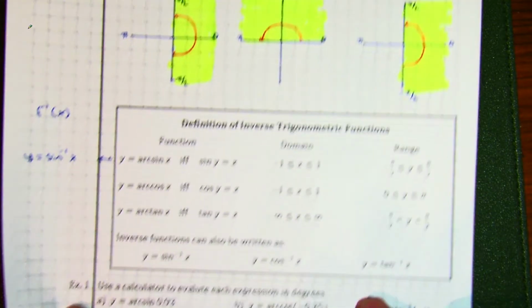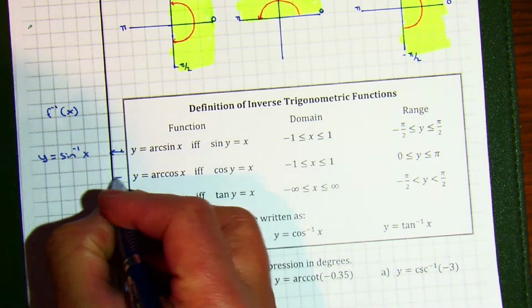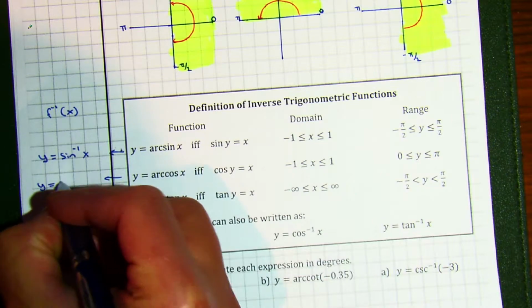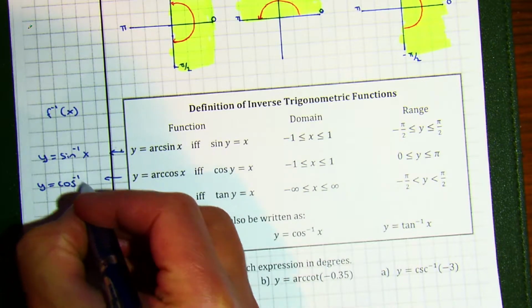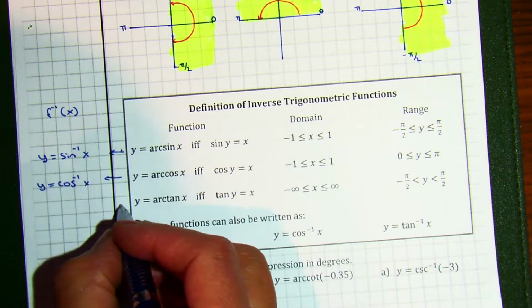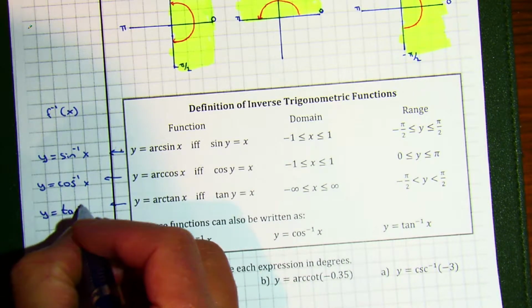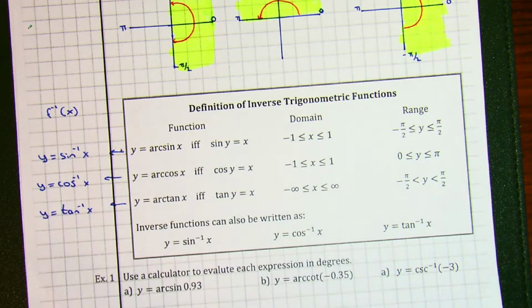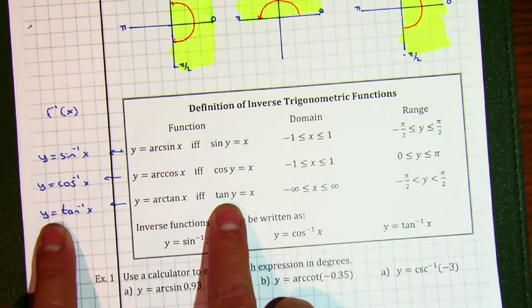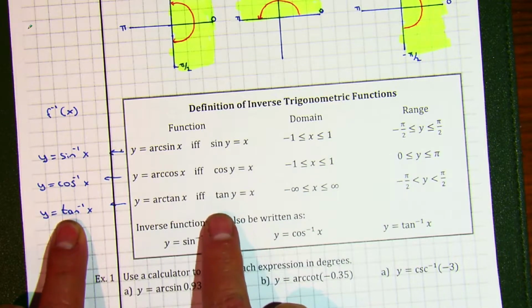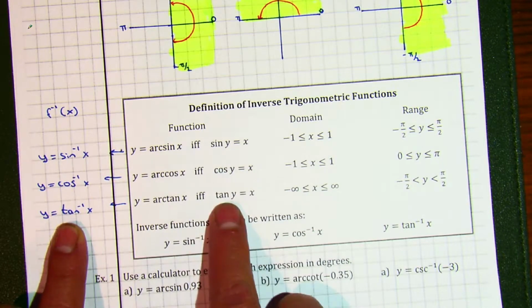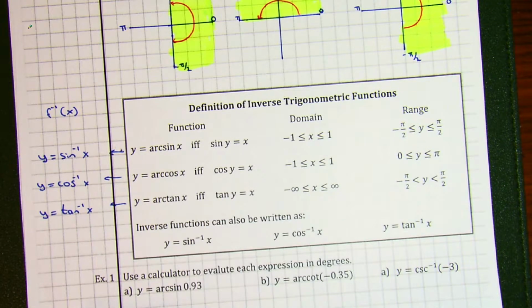And remember that they can be written down as y equal to the cosine inverse of x. And if you take the tangent on both sides, those two expressions are the same. The only difference is that this is written as the inverse tangent. And we're going to talk about this in the next example, example number 1.